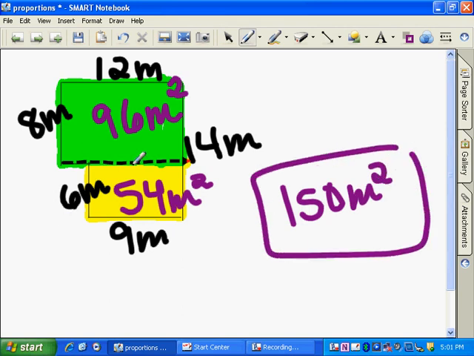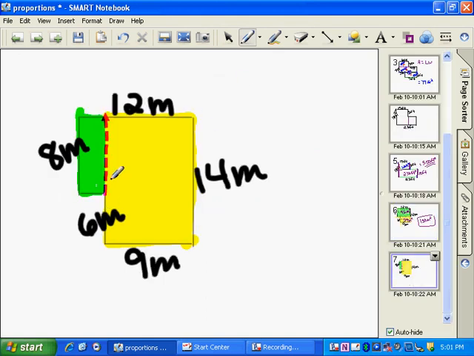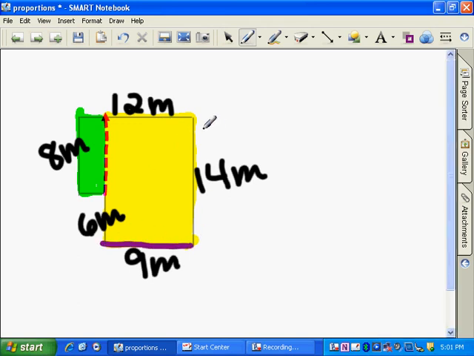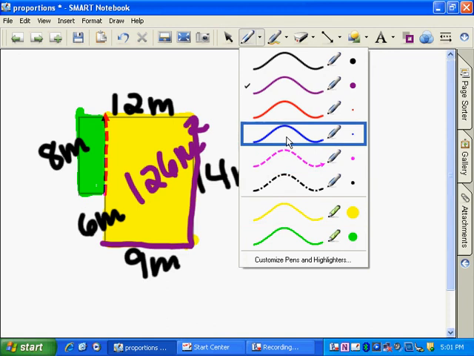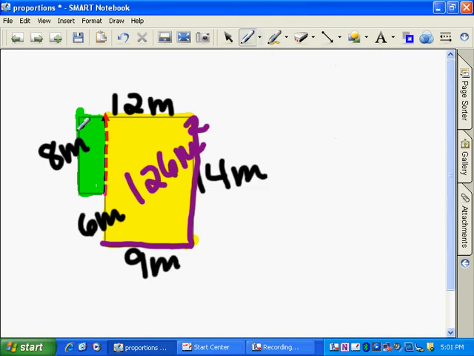Now, this exact same figure right here, I've copied it right here, and I just wanted to show you that you could section it off a different way. This side is 9 by 14, which is 126 square meters, because 14 times 9 is 126. But then I've got this little rectangle right here that I have to figure out. I know that this side is 8. But then I've got to figure out what this side is.